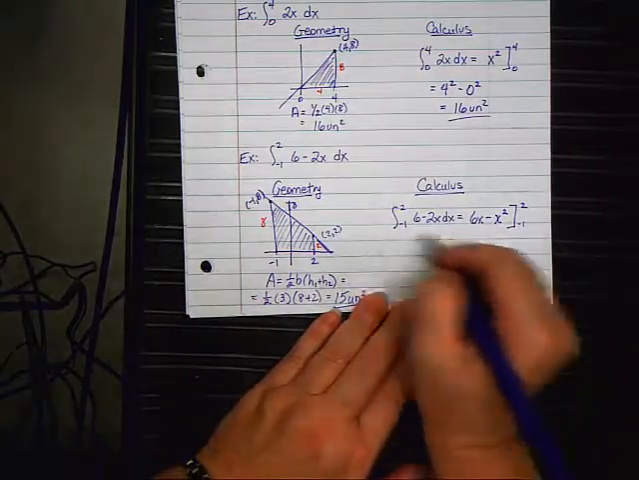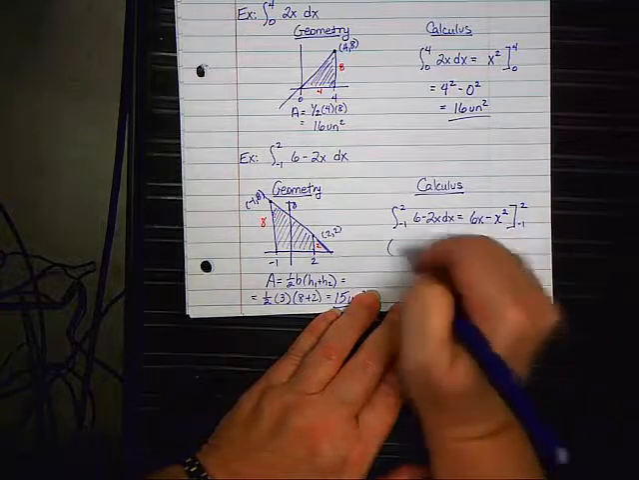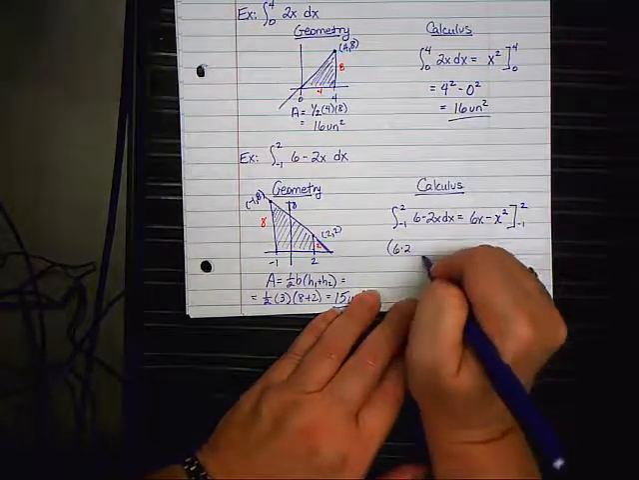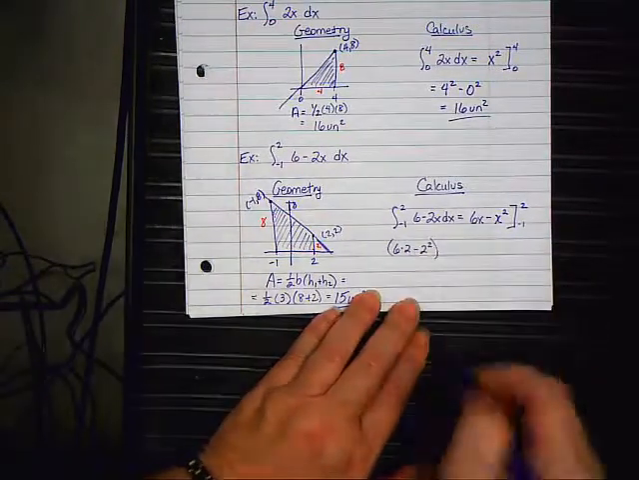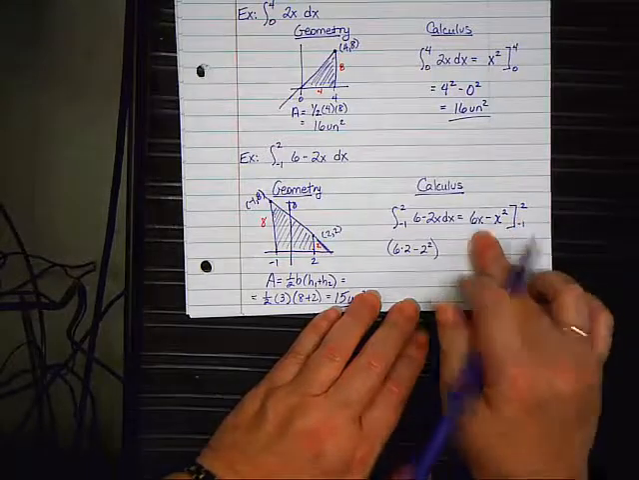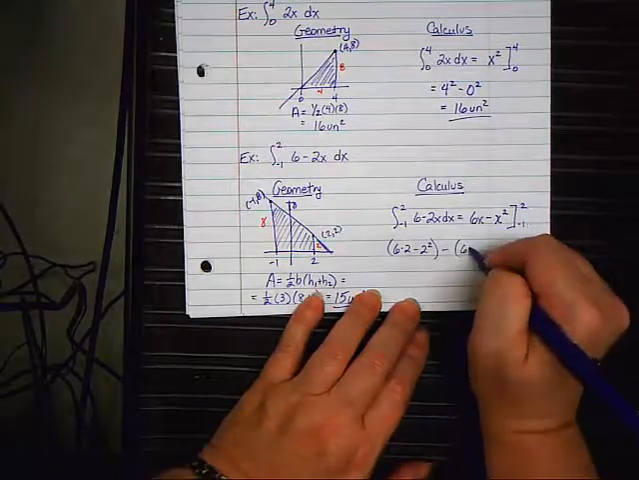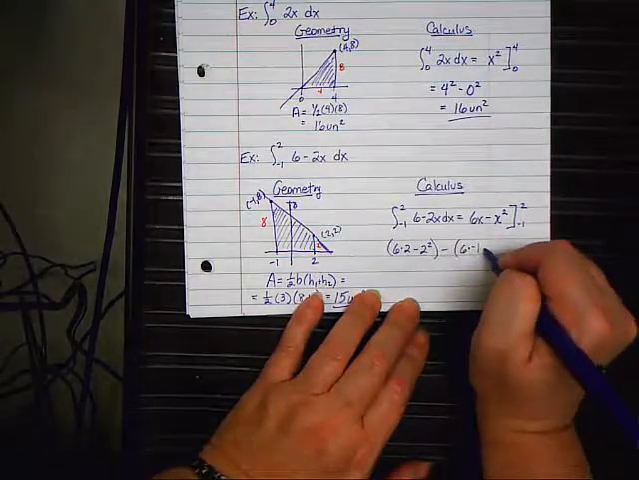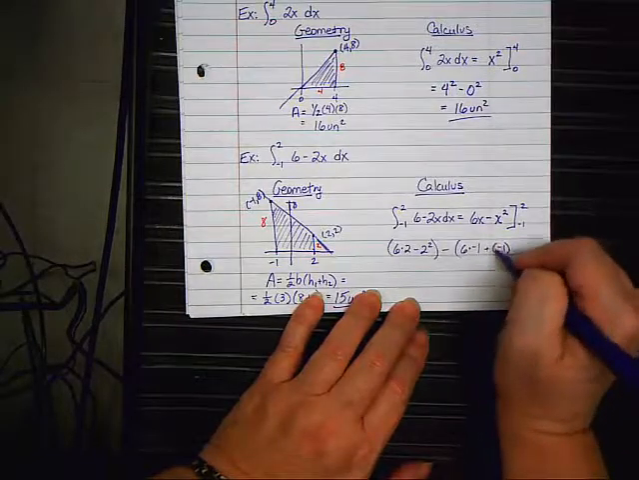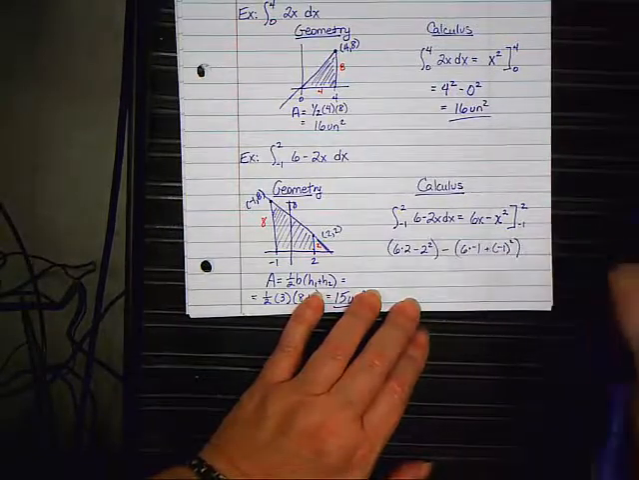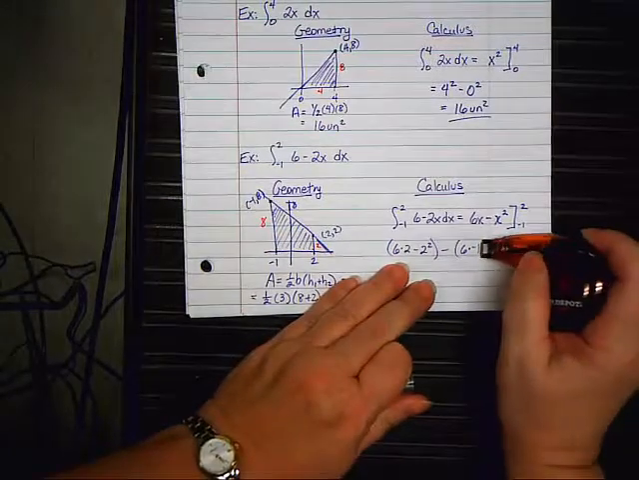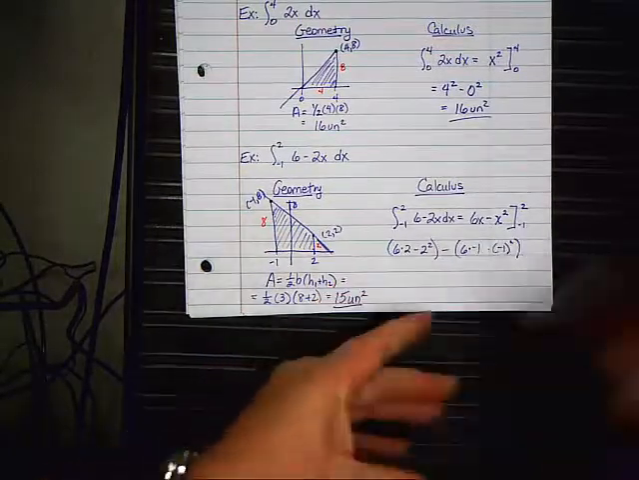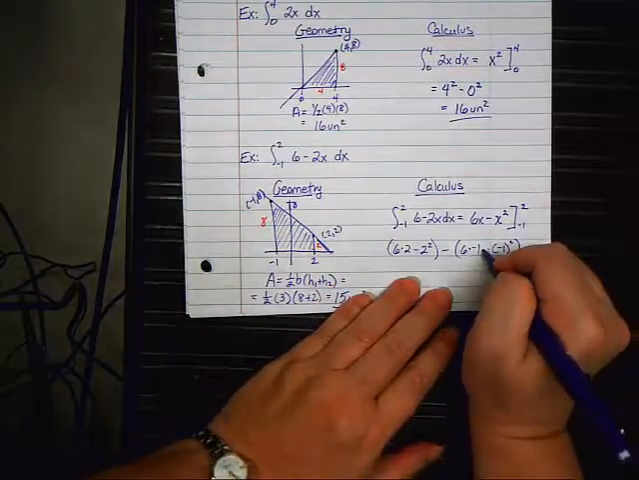So I need to move over here. I need to draw parentheses. So it's going to be 6 times 2 minus 2 squared, parentheses. So I put the 2 in for both the x's. Minus, parentheses, 6 times -1 minus -1 squared. Oops, messed up. It's minus. Let me fix that real quick. There we go.